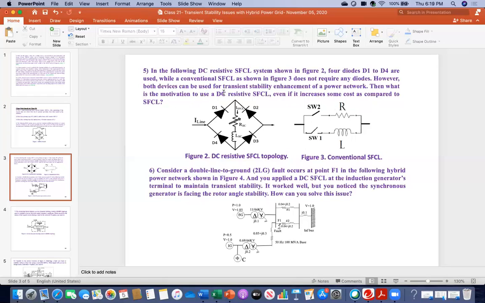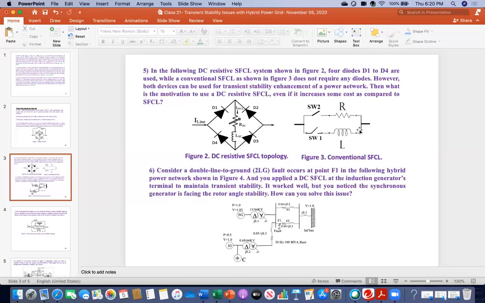However, both devices can be used for transient stability enhancement of a power network. Therefore, if you Google, you will see the application of both systems well reported in the literature. So then what is the motivation to use a DC resistive FCL even if it increases some cost as compared to SFCL? Both require the cryogenic system for superconductivity, so you cannot avoid that cost.